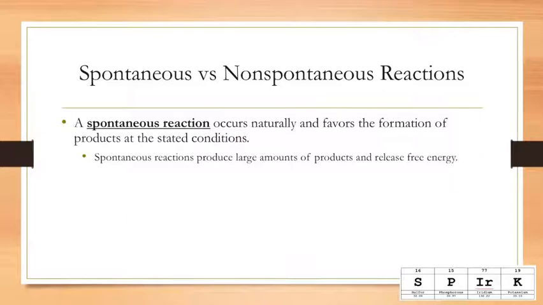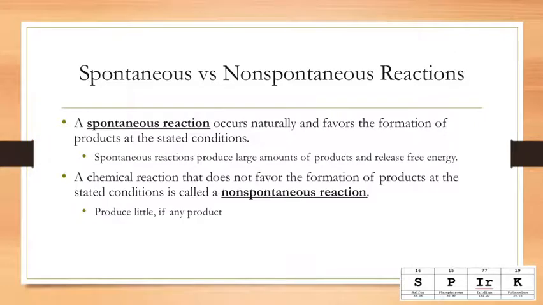A spontaneous reaction occurs naturally and favors the formation of products at the stated conditions. Spontaneous reactions produce large amounts of products and release free energy. A chemical reaction that does not favor the formation of products at the stated conditions is called a non-spontaneous reaction. They produce little, if any, product.